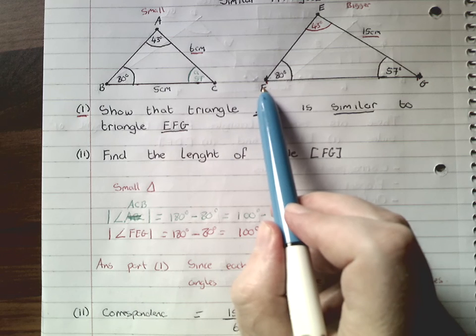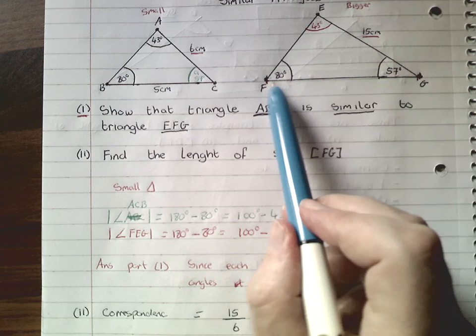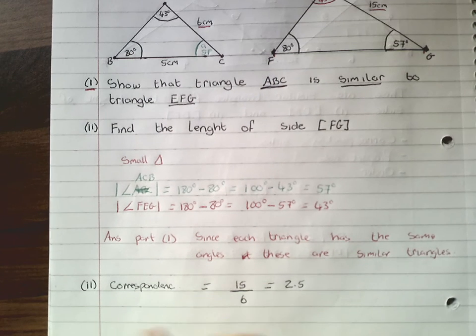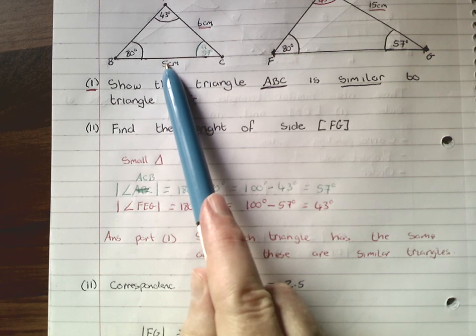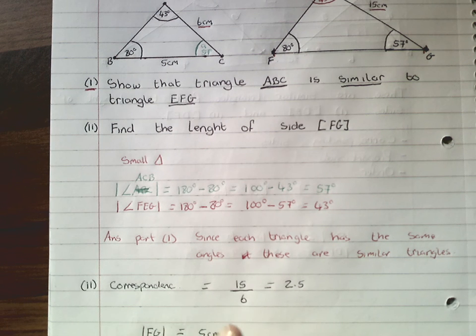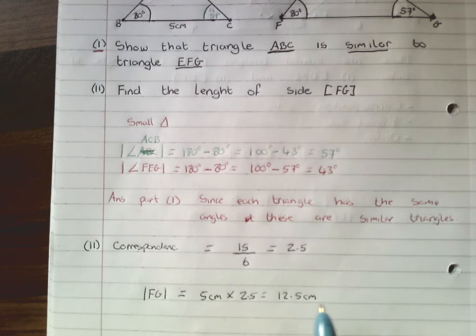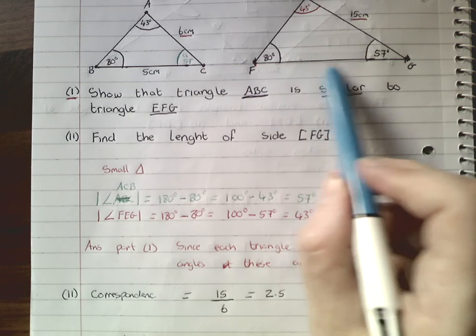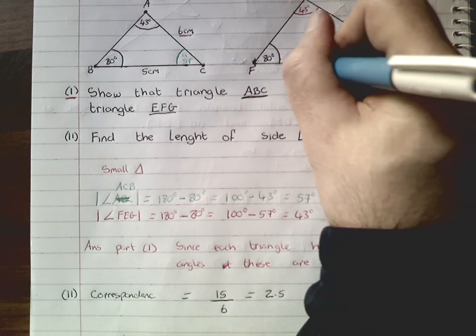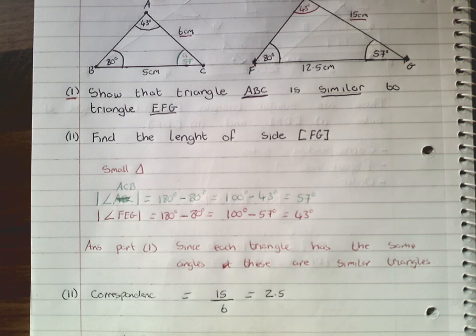Now the question asks you to work out the size of this side here, FG. In order to work that out, the side FG is going to be 2.5 times the size of its corresponding side on the smaller triangle. So it's going to be 5 centimeters multiplied by 2.5, which is equal to 12.5 centimeters. So what we have found out is that FG, this side of the bigger triangle, is 12.5 centimeters. And that's the answer to part 2.